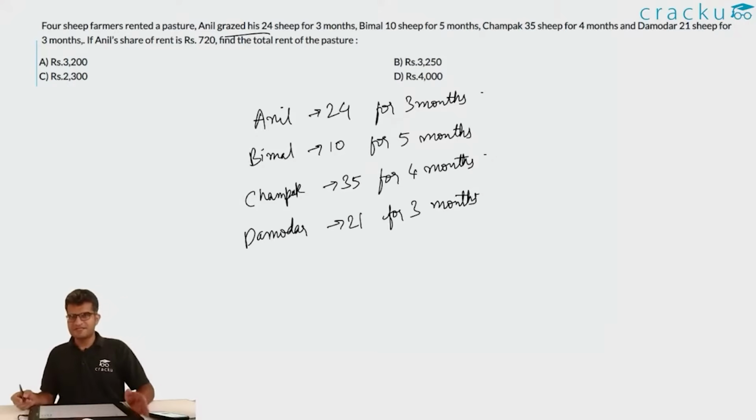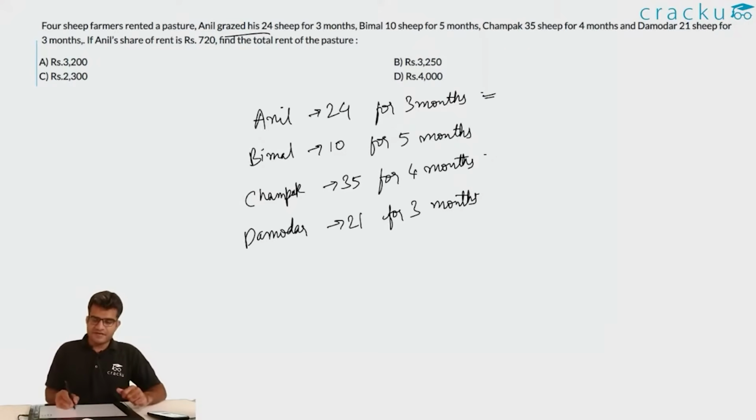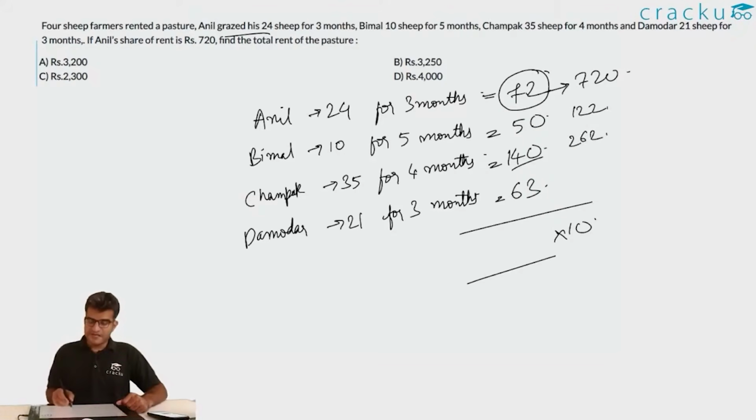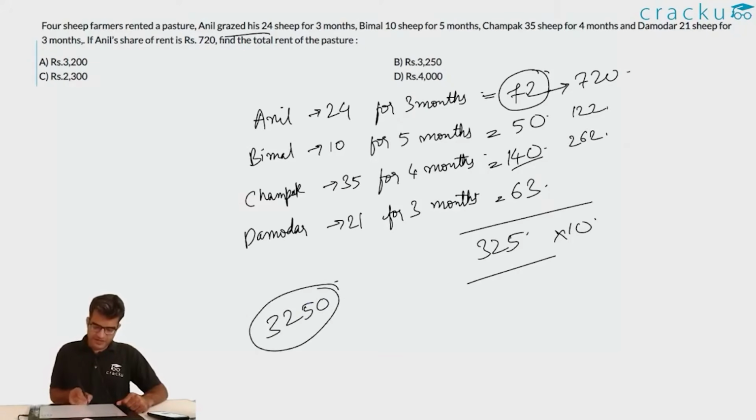So the total months into sheep that each of them has grazed, for Anil it is 24 into 3, which is 72. For Bimal it is 10 into 5, which is 50. For Champak it is 35 into 4, which is 140. For Damodar it is 21 into 3, which is 63. Anil's share of the rent for this 72 is 720. So the total rent of the pasture, we have to just add all of them up and multiply it by 10. That will be 72 plus 50, which is 122, plus 140, which is 262, plus 63, which is 325. Into 10 is 3250. That will be the total rent for this pasture, which is option B.